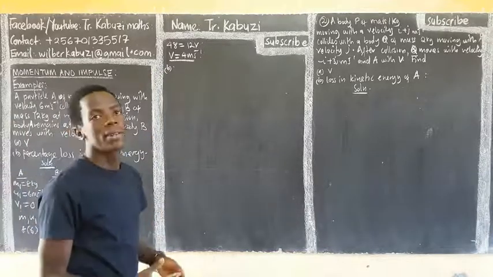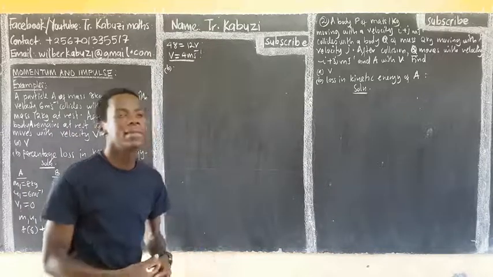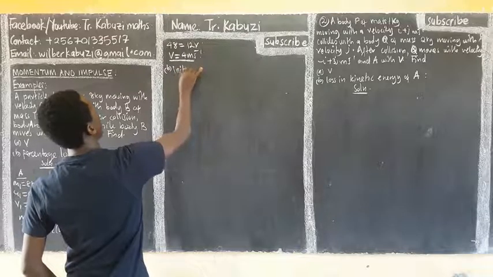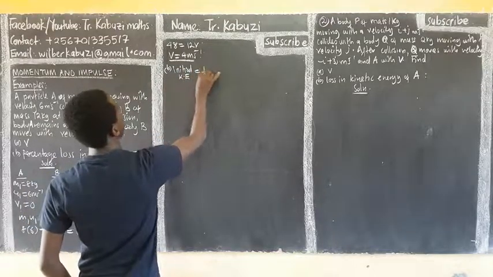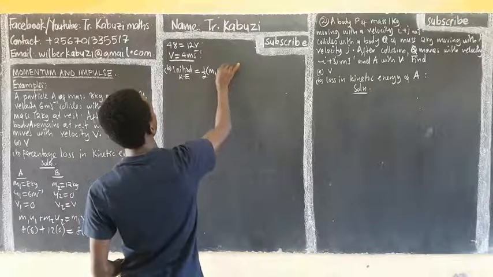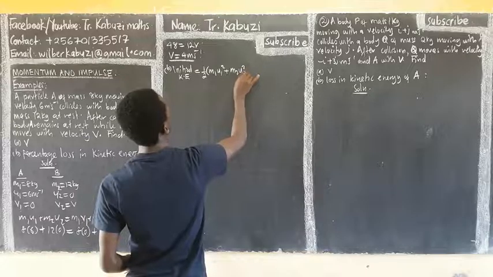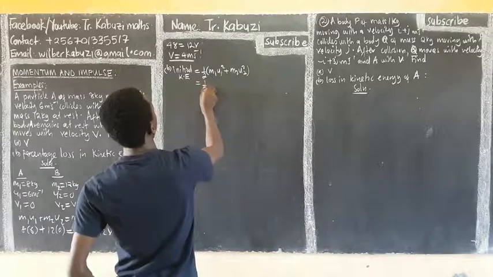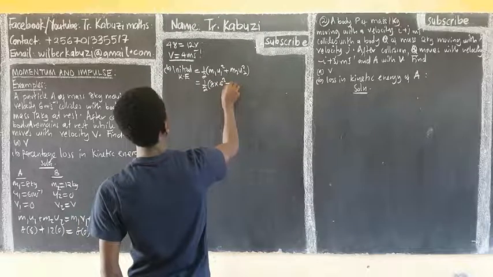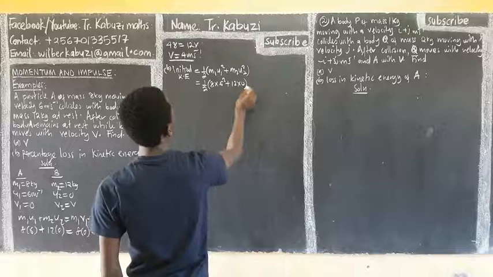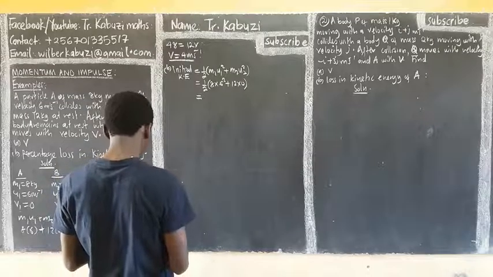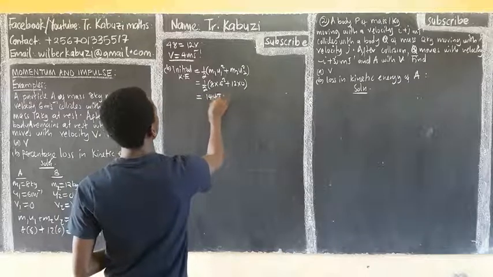So, percentage loss in kinetic energy. Percentage loss is given by the loss in kinetic energy over the initial kinetic energy, times 100. So we first get the initial KE. Initial kinetic energy is a half into m1u1 squared plus m2u2 squared, which is a half into 8 times 6 squared plus 12 times 0, which gives us 144 joules. Energy is measured in joules.